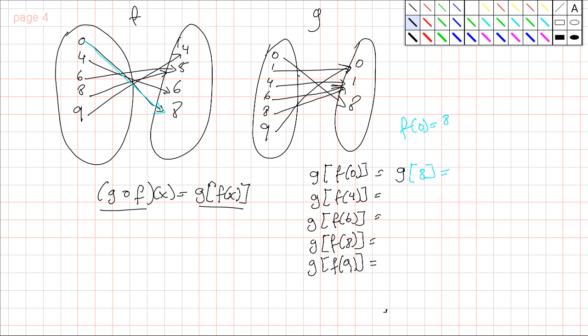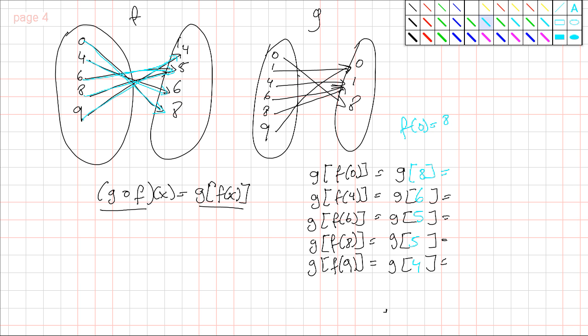So let me just say all of them are g's, and I want to evaluate each one of the inputs, so the possible domains. So I go back and I say, all right, what's f of 4? f of 4 equals 6. So I'm going to put a 6 here. f of 6 is 5. My arrows are a little bit twisted there. So f of 6 equals 5. f of 8 equals 5 also. And f of 9 equals 4.